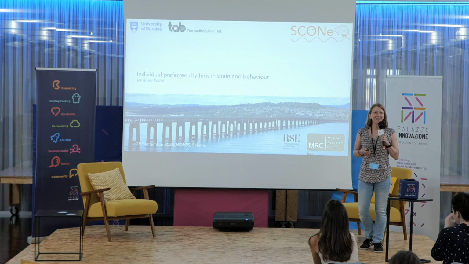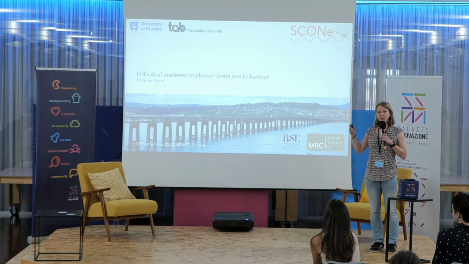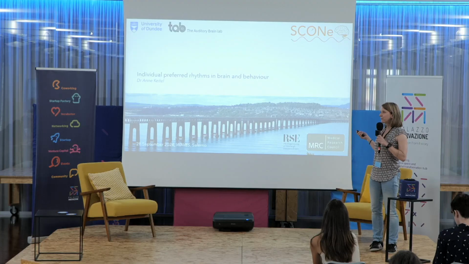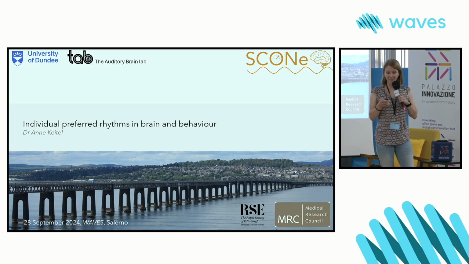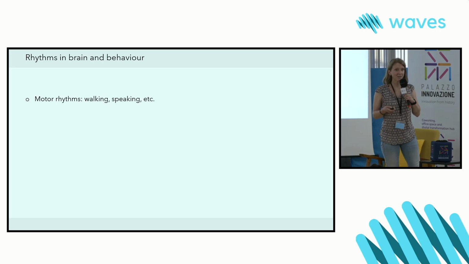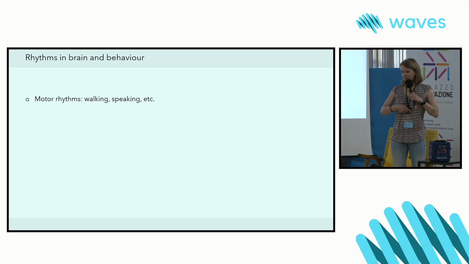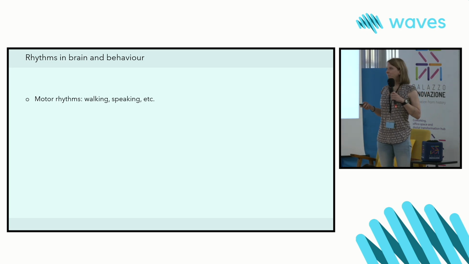Okay, hi. So in the past few days, we have heard a lot about body-brain interactions and different kinds of body rhythms, like heart rate, breathing, and so on. And I would like to throw in another type of body rhythm into the mix now, and that is motor rhythms. So basically just the everyday activities that we do a lot, like walking, talking, maybe dancing, clapping.